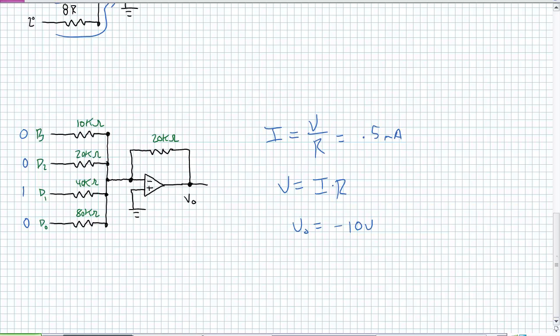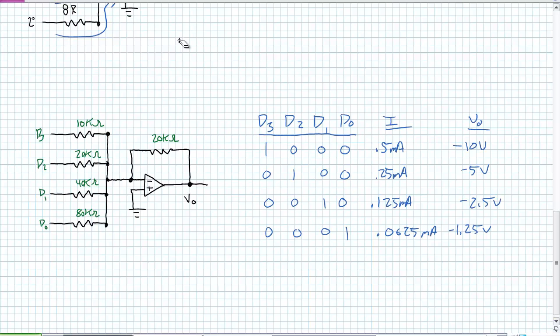Do the same thing for this combination and do the same thing for this combination. You'll find the following values. For the respective bit positions I've set up here, there is the contributing amount of current. Here's our output voltage induced by that current going through there. And you realize the current summing junction.